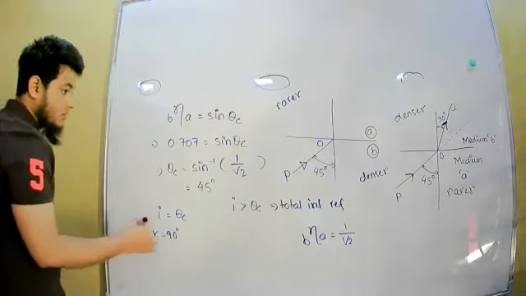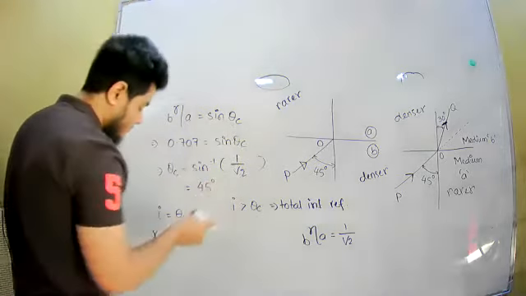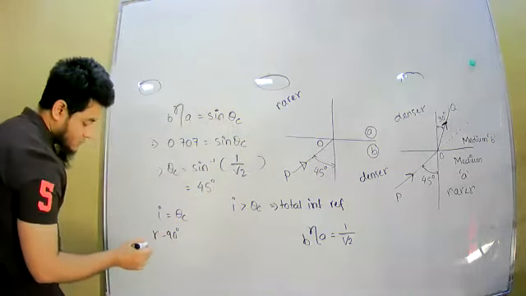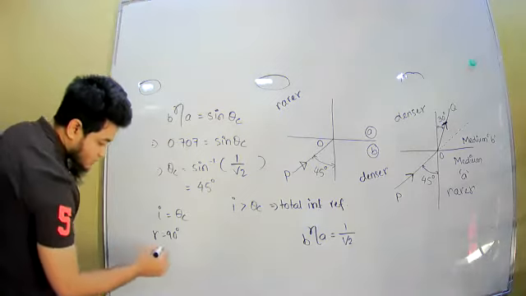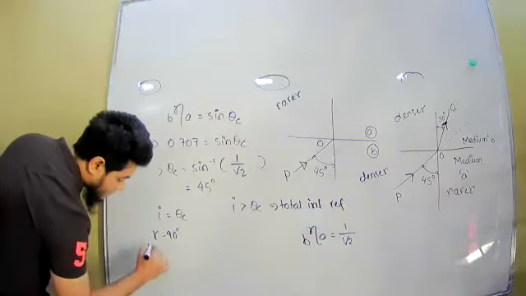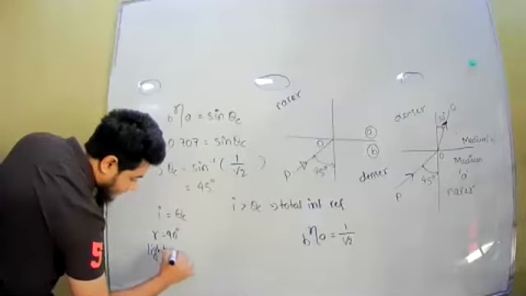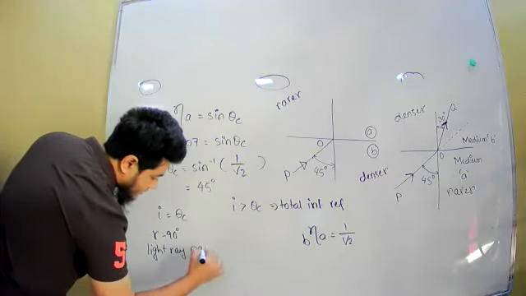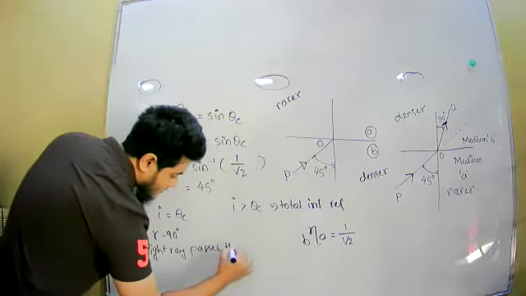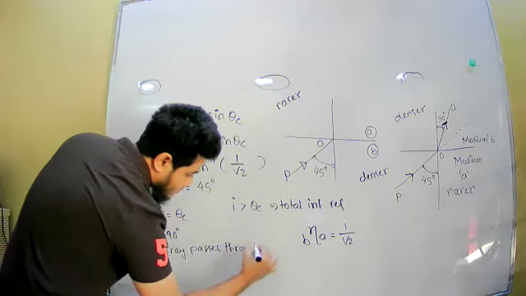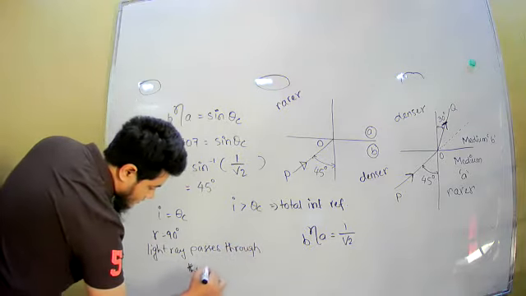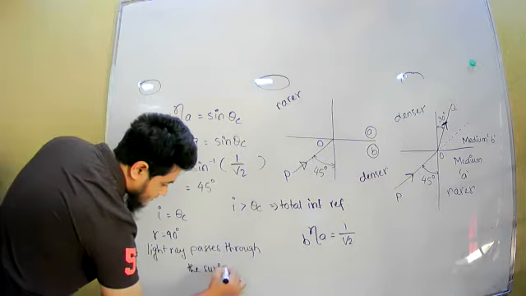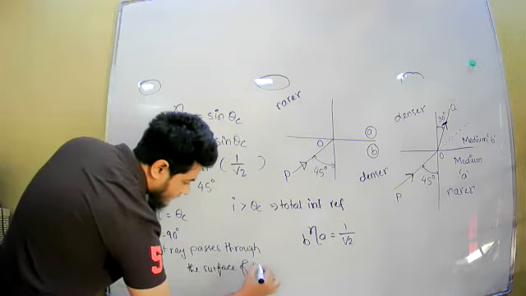Okay, and what will happen is the light ray will pass through the surface of separation. You have to write it. Light ray passes through the surface of separation.